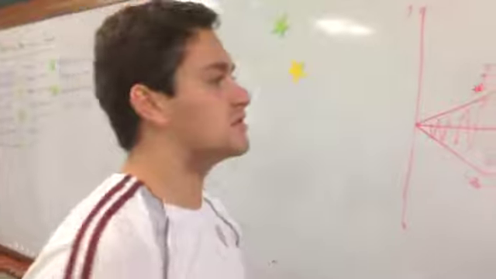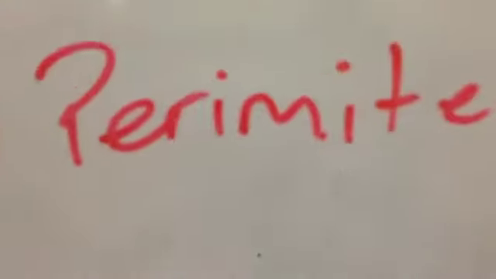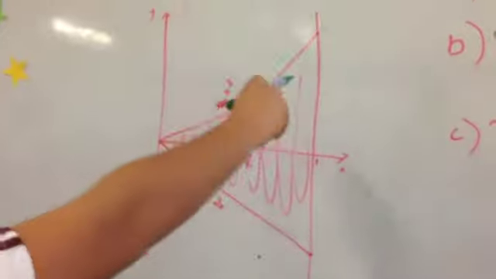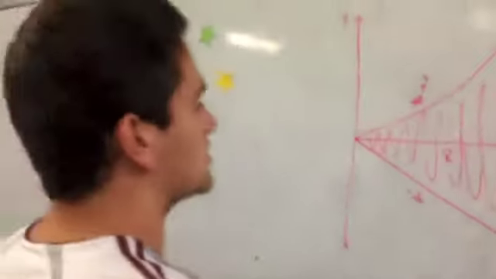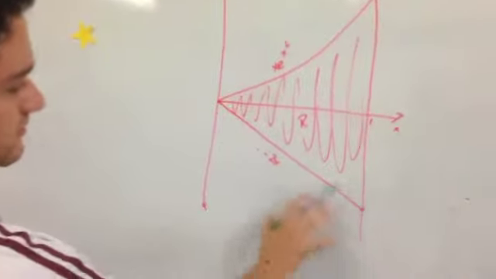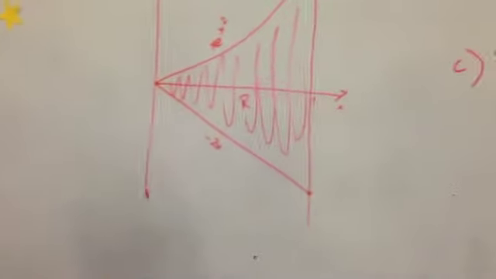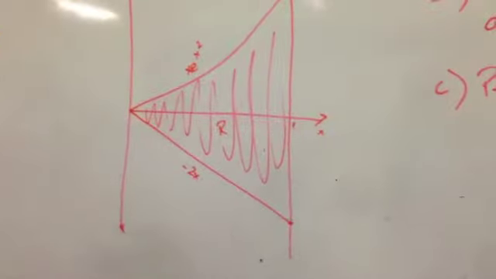Alright, for part C now, the question asks us to write an expression involving one or more integrals that gives the perimeter of R. So we know the perimeter is going to be the length surrounding R. And so we first wanted to find this line, this length. To do this, we used the Pythagorean theorem, since we knew that it was a right triangle.